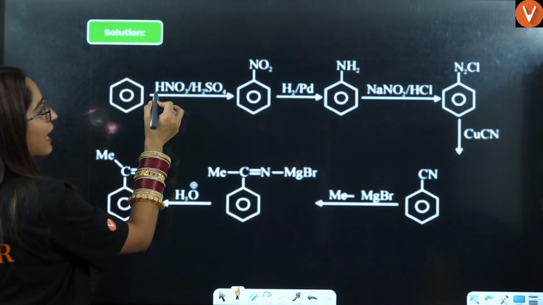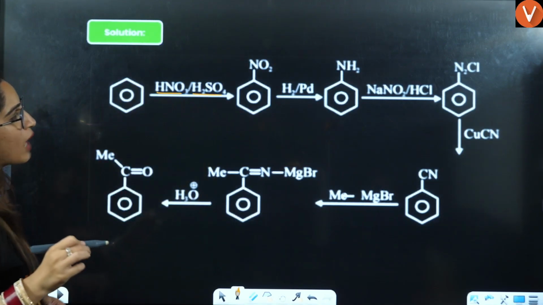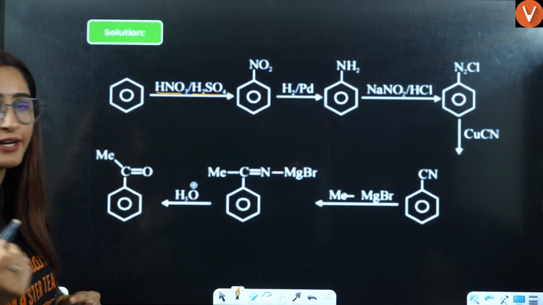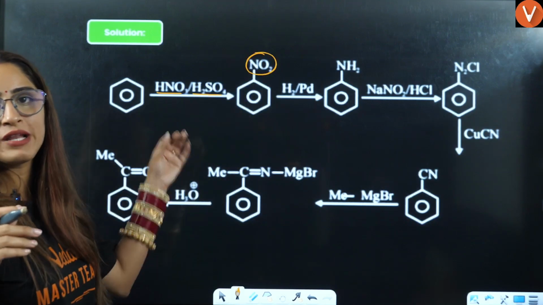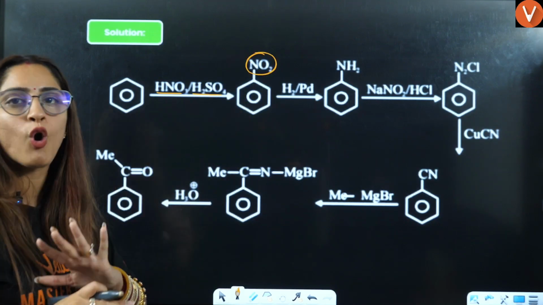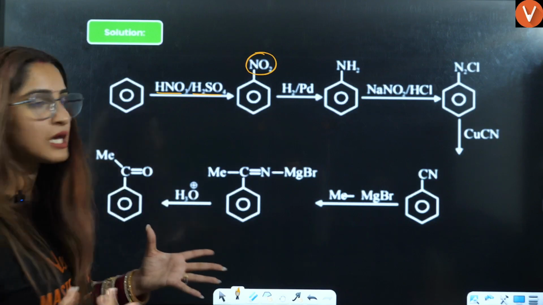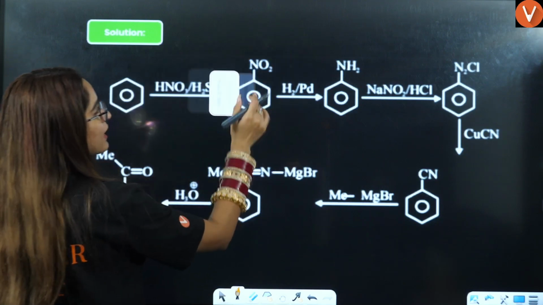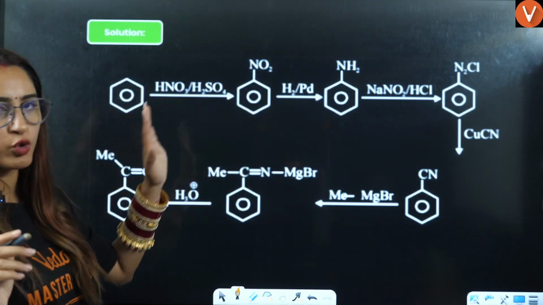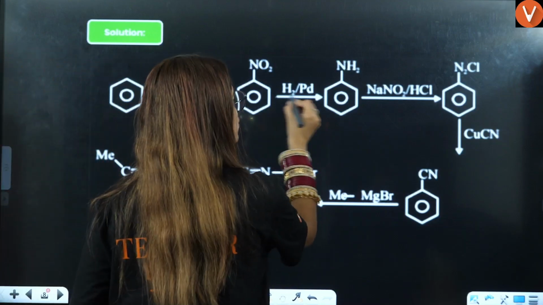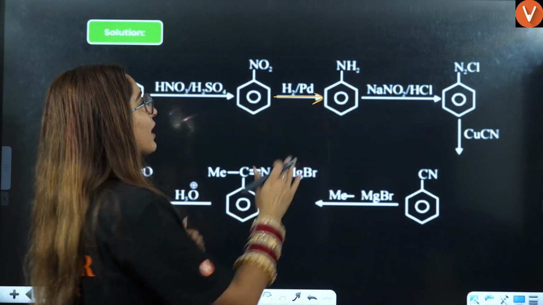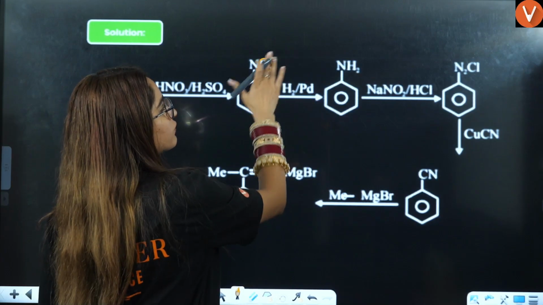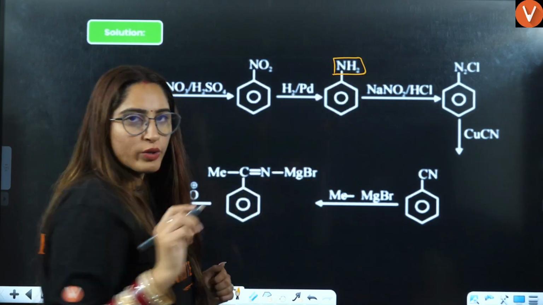Firstly, benzene is reacted with HNO3 and H2SO4, which is the nitrating mixture. So here you will have the addition of NO2 positive electrophile on any position because all are symmetrical in nature, right? So the NO2 positive electrophile is here, and now we have nitrobenzene. Now we have H2/Pd, that means we are doing the reduction here. After reduction, the NO2 will be converted to NH2, so you will have NH2 here.